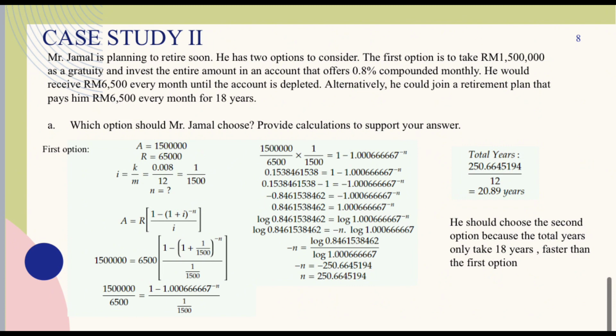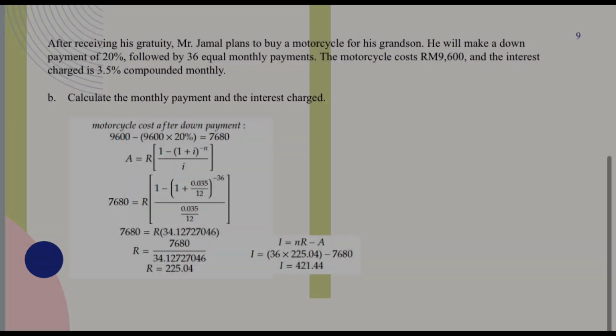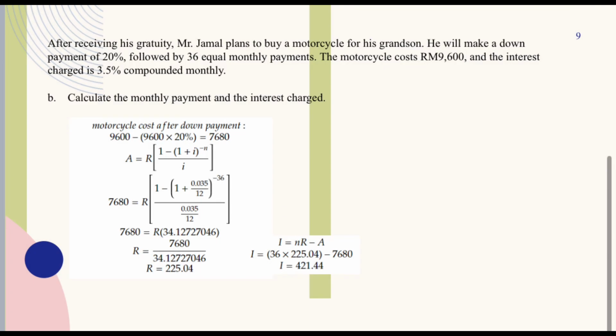So which option should Mr. Jamal choose? I think he should choose the second option, because the total years only take 18 years, faster than the first option. For question B, we will be searching for the motorcycle cost first after the down payment.